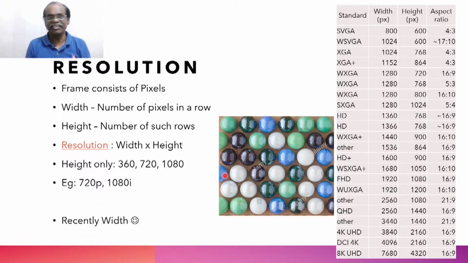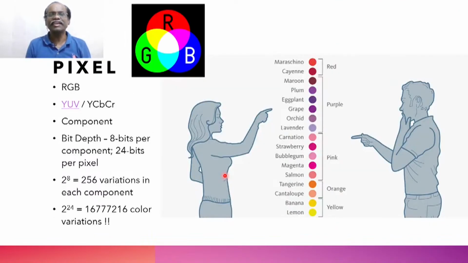So that's about resolution. Next one is the pixel. Now we got the resolution, and now we'll get inside the pixel. One unit of the video is a pixel. Pixel is picture element. So how are pixels represented? You take any one pixel. What is a pixel? A pixel is a color, one small color.